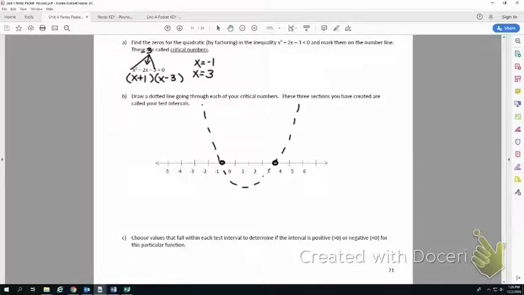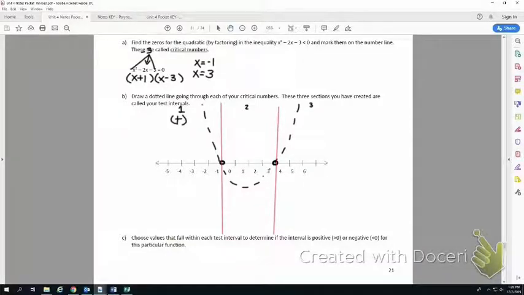But what I need you to look at is I need you to kind of see this in 3 different sections, broken up by when the parabola crosses that number line. Alright, so you've got this first section, this second section, and this third section over here. Now, this part of the parabola, would it be considered positive or negative? Positive, because it's above the number line. Okay, so positive.